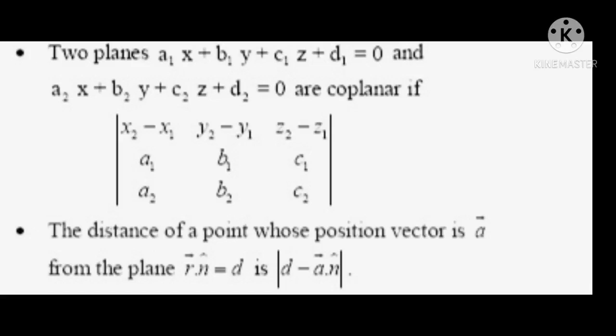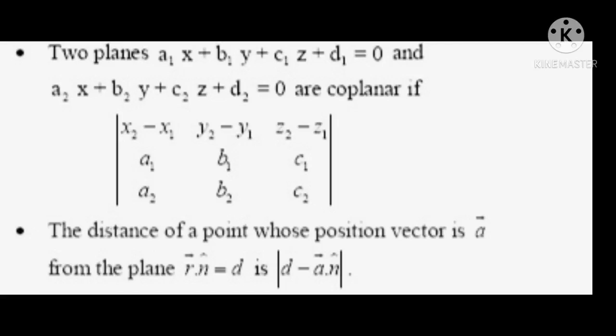So we are here at the conclusion of the theory part, which is the distance of a point whose position vector is a from the plane r vector dot n vector is equal to d. Here r vector is a vector which is multiplied with a direction vector n cap, so it is a dot product, and that would be equal to d.